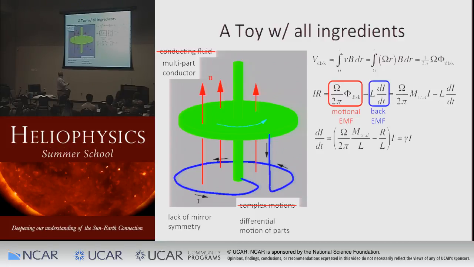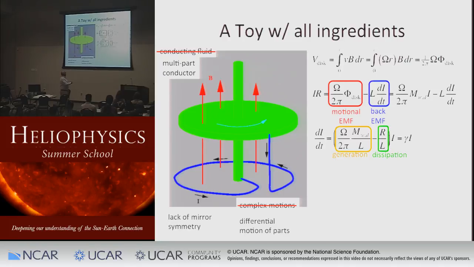I'm going to rearrange it, and basically I see that I have a current that's going to change in time, and there are two parts to its change. Both of them are proportional to I, so I just basically have a constant times I. The first part is this motional EMF. This is what's generating the current, right? We can think about this as a generator. It's actually generating a change in current. And the other one is the resistivity that's dissipating something, okay?